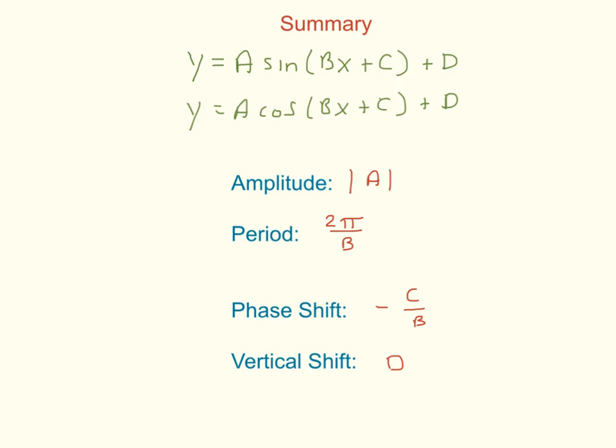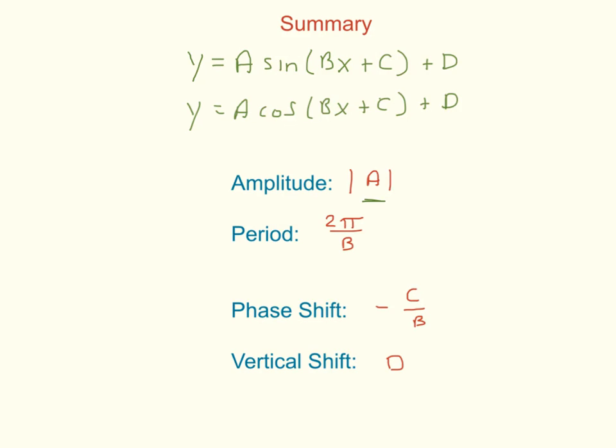To summarize, these are things you're going to be asked to identify every time you graph a sine or cosine function: the amplitude, the period, the phase shift, and the vertical shift. The amplitude, as you should have noticed in the problems before, is always just the number in front of the sine or cosine function. Because that number could also be negative, we use the amplitude as the absolute value of A.